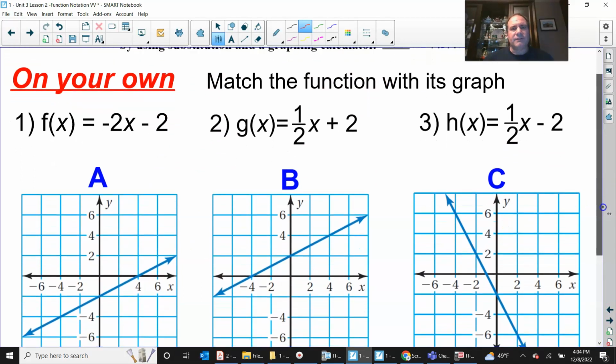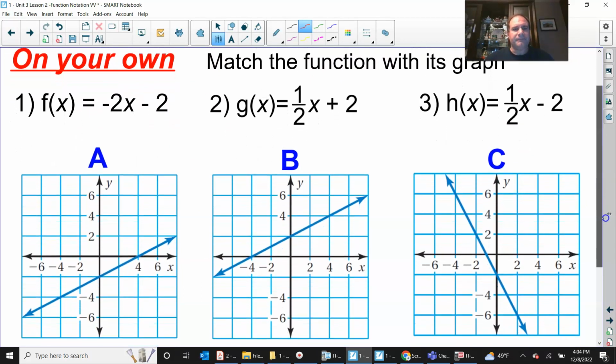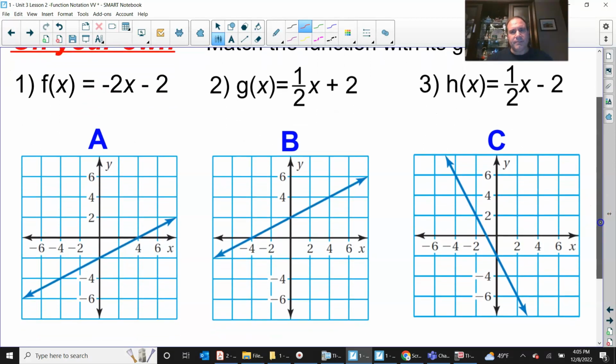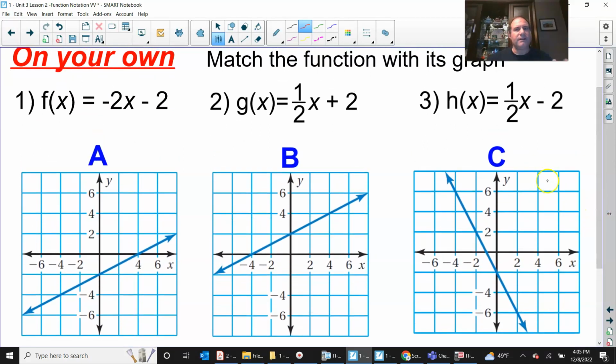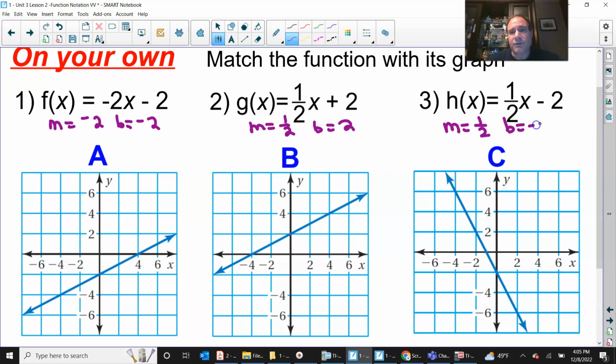So on your own, match the function with its graph. Let me just say that you really should be able to do this without the graphing calculator. But if you need it, you put y equals -2x minus 2 and you match that up. But if you know that this slope is -2 and the y-intercept is -2, and that this slope is a half, which is not that steep, and b equals positive 2, and that this slope is a half and the y-intercept is negative 2, you can kind of eyeball it.